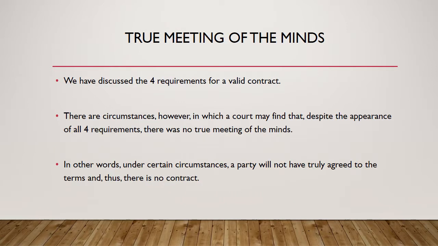So we've talked about these requirements and what it takes to create a valid binding contract. There are circumstances, however, where a court may find that despite the appearance of all four elements being there to create a valid and binding contract, there was no true meeting of the minds. So it may be apparent that there was an agreement based on an individual analysis of the four requirements, but there are certain circumstances that are present that indicate that the parties have not truly agreed to the essential terms, and as a result, there is no contract.